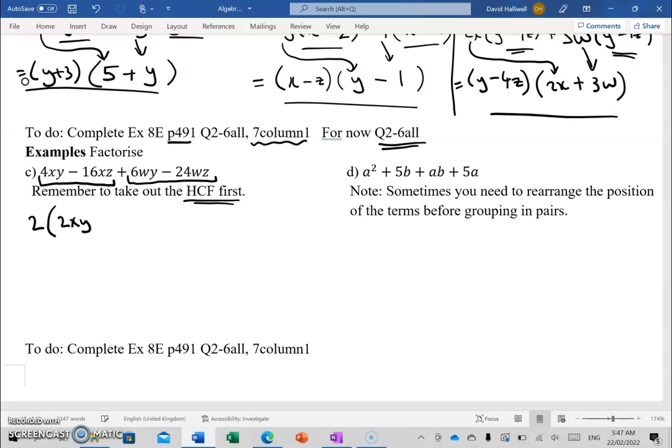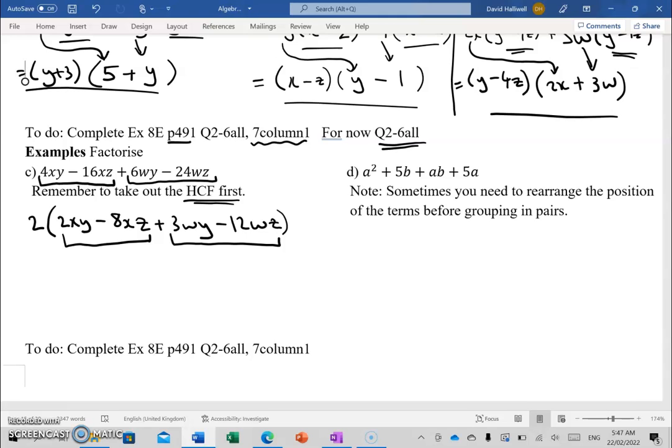That's going to leave me with 2xy, and then I'm going to halve everything. So minus 8xz plus 3wy minus 12wz. Okay, now that 2 is just going to hang out the front. I've still got 4 terms in this bracket, so I'm still going to group in pairs inside this bracket to try and factorize further. But it's really important, always have a look out for that highest common factor first.